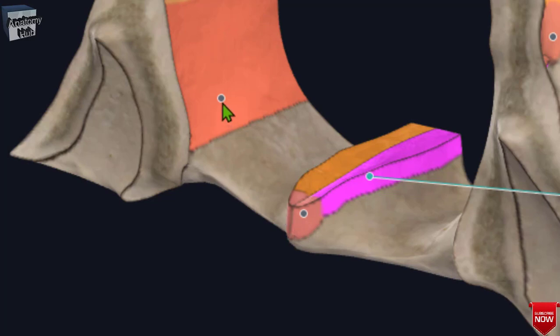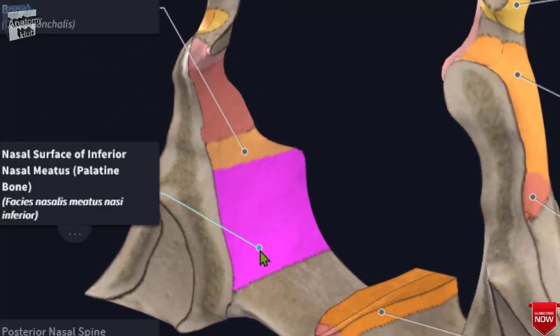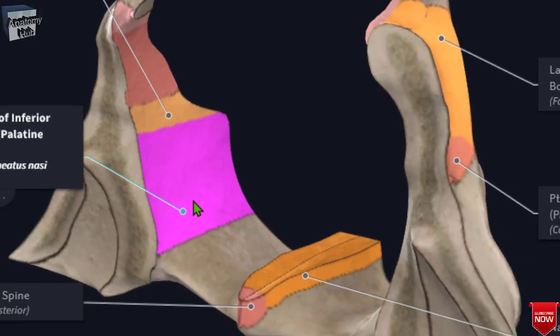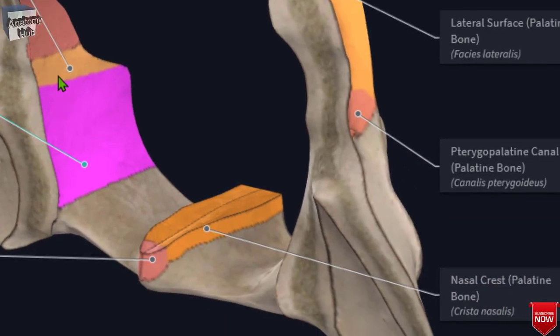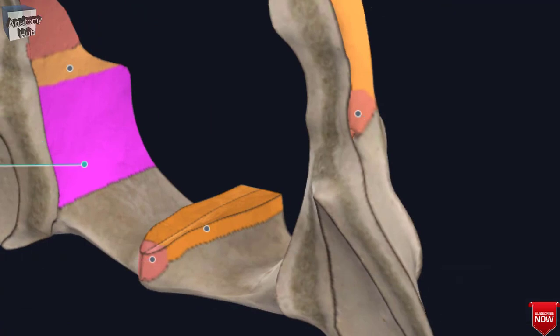Okay. Then here you will find the nasal surface of your inferior nasal meatus, that is formed by the perpendicular plate of this palatine bone, and so this nasal surface of the palatine bone is part of the medial surface of the bone, which forms part of the border of your nasal cavity and the inferior nasal meatus, that is the nasal cavity between the inferior nasal concha and the floor of your nasal cavity.